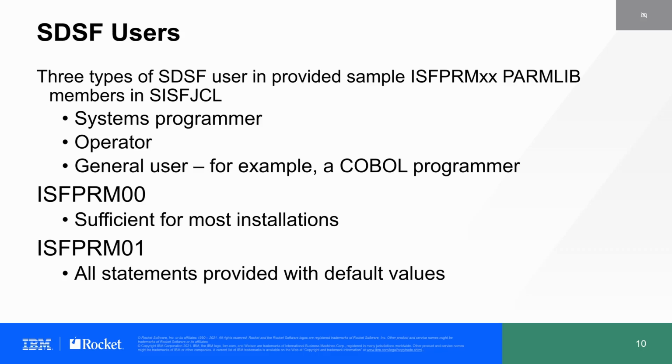We do supply a sample ISFPRM00 member in our SISFJCL dataset, and that's pretty much sufficient for most installations. But we also provide ISFPRM01, where we supply all the default values for all of the statements. It's much larger. I would recommend you look at ISFPRM00 and aim to be as brief as you can.